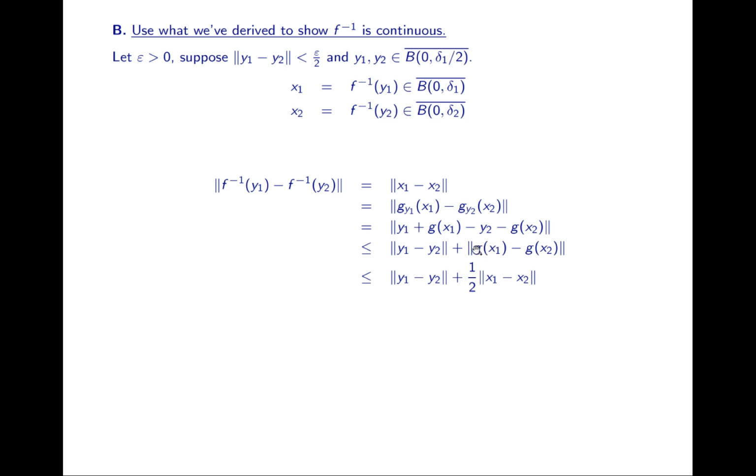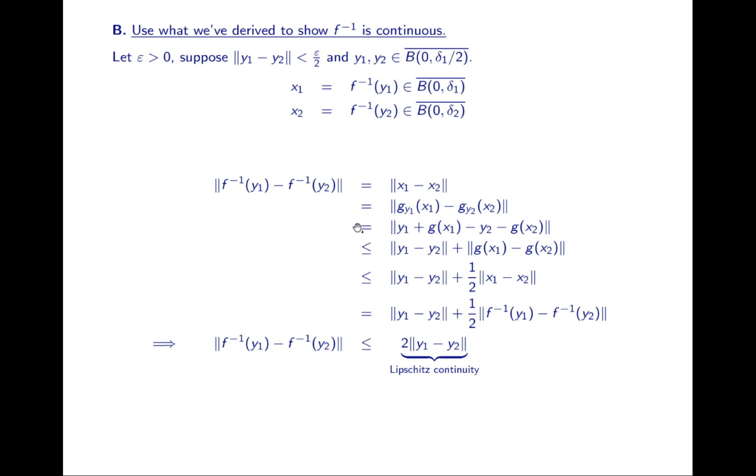How do we know that? Well, because we know that g had that Lipschitz continuity condition. And remember that x1 minus x2 is equal to this, which is kind of where we started. So I can take this and subtract it from both sides. If I take this term, subtract it from both sides, and multiply by 2, I get this condition. So therefore, the inverse is not only continuous, it's actually Lipschitz continuous. And I get less than epsilon. Thus, f inverse is uniformly continuous in this closed ball.